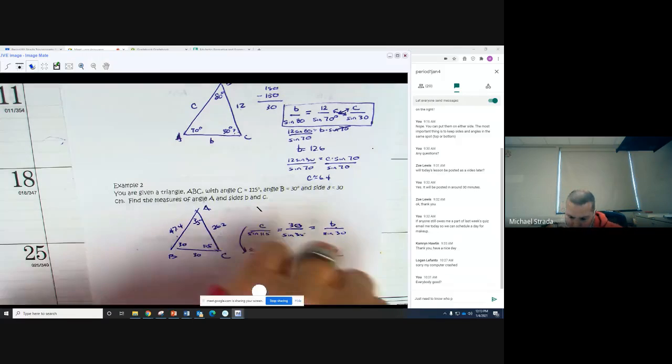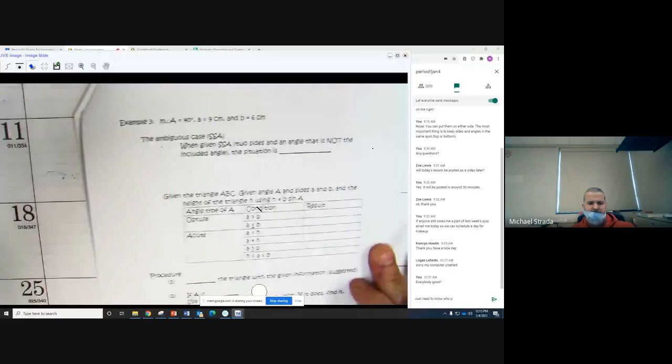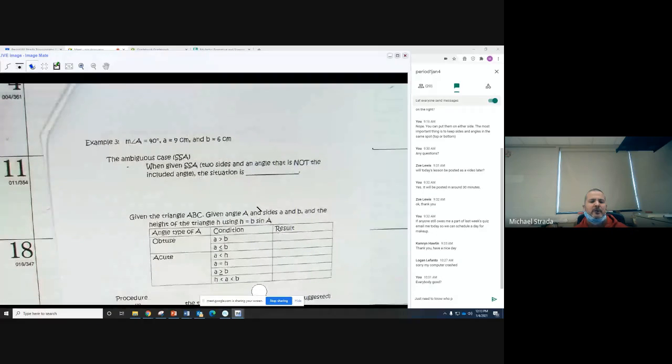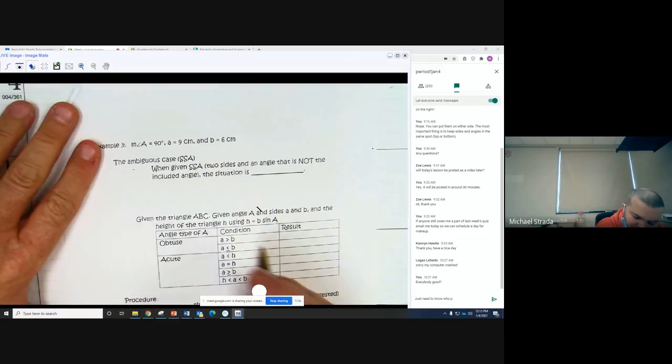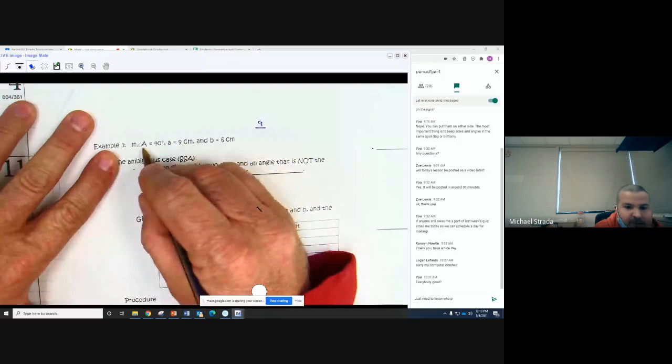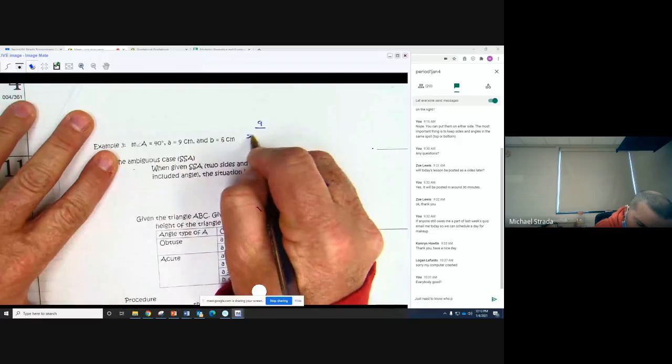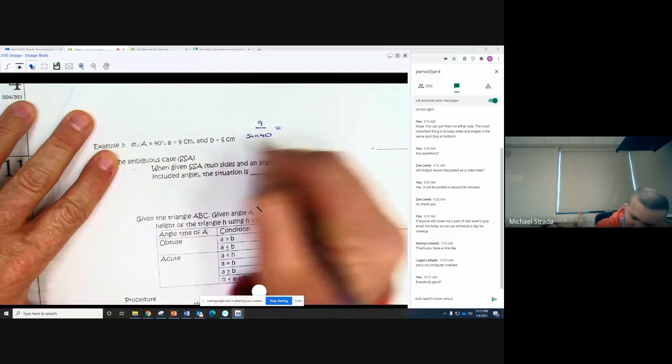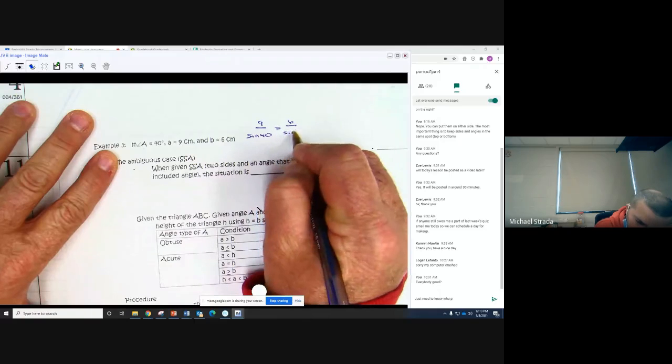All right, 2 more things, and then you're off to the races. The top of the next page, example 3. The measure of angle A is 40 degrees, A is 9, B is 6. This is a preview of tomorrow. So A, which is 9, over the opposite angle, which is 40, equals B, which is 6, over the sine of B.